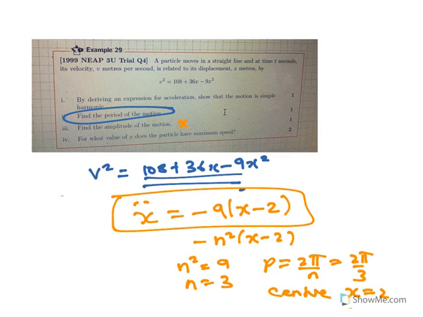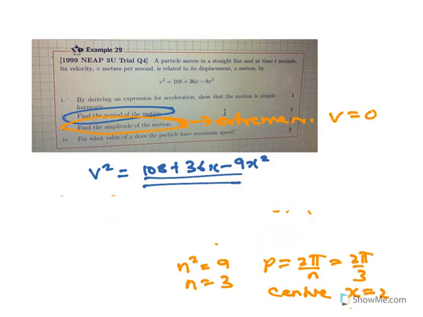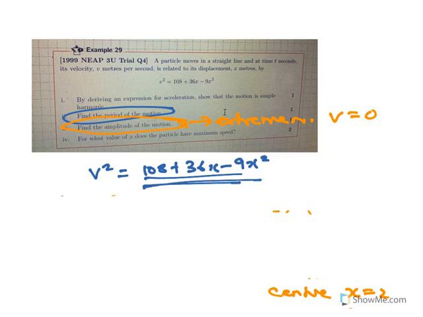Okay, so now I need to get the amplitude. To get the amplitude and the extremities, or the points that it oscillates between, you need to put v equals 0 into this formula. So I'm going to keep the centre there. We know it's at 2, but it'll come out in this one anyway. If you put in v equals 0, then you're going to get your endpoints.